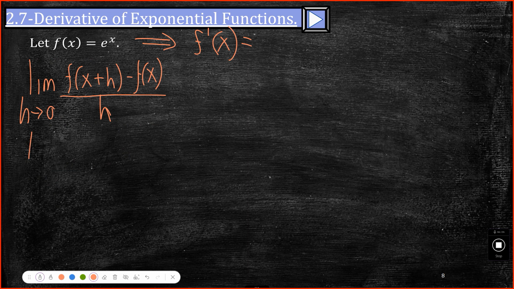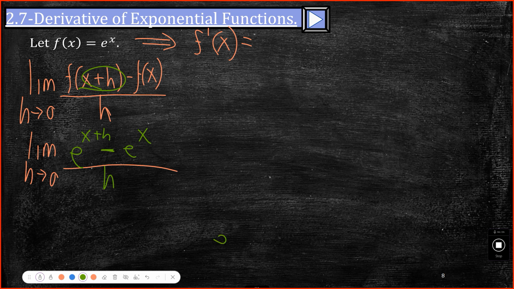So it's going to be the limit as h approaches 0. And wherever you see an x, you're going to plug in x plus h. So there's an x here at the top, so it'll be e to the x plus h minus f of x, where f of x is e to the x, over h. So these are properties of exponents.